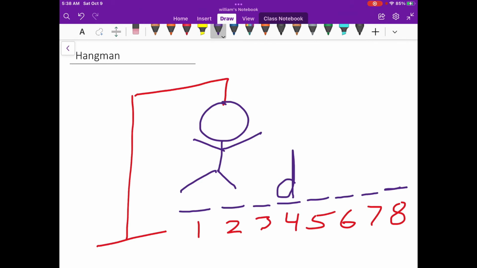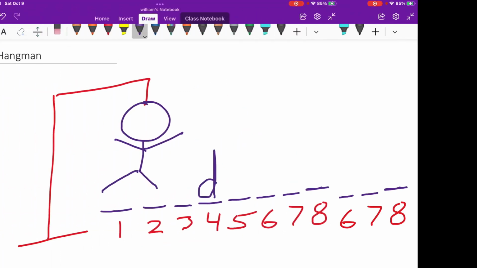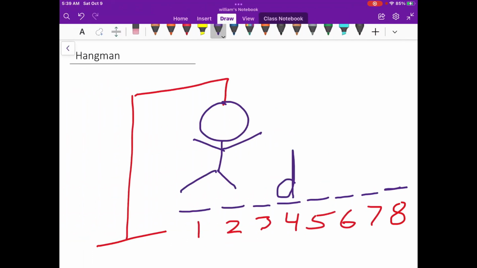This is a good chance for the students that know the word to help the ones that have not found it yet. I play this game as a cooperative game. The whole group wins or the whole group loses, so I encourage the children to help each other throughout the game. Okay, so when I get to the last body part, I'm going to take away that last leg.